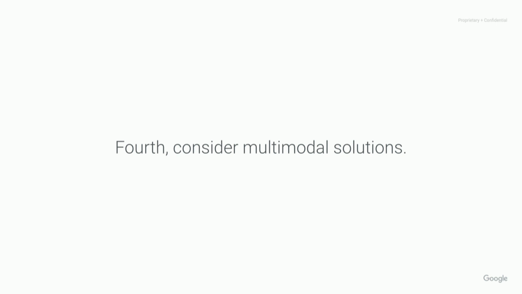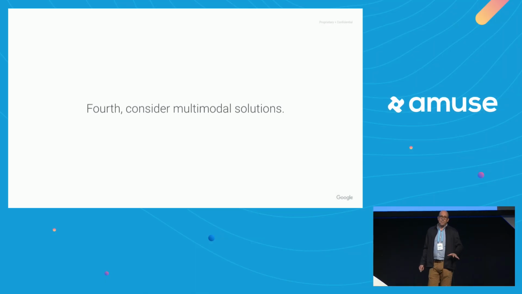Fourth and finally, consider multimodal solutions. You don't always have that option. If you're designing for the Google Home, you've got potentially one interface, although from the last example, from the last slide, you can see maybe you can send a text message, et cetera. But there are benefits to voice, as we discussed earlier.